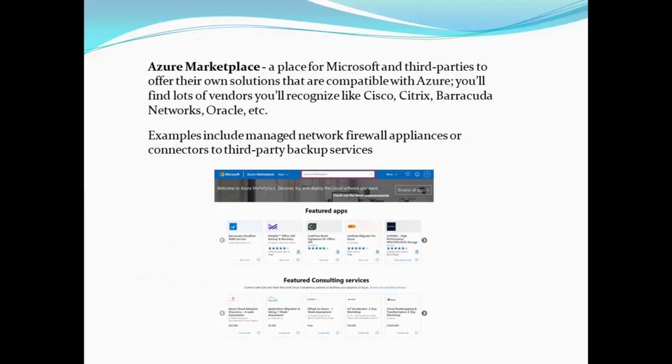In real time, I got a question for this Azure Marketplace definition. So make sure you are familiar with this concept.